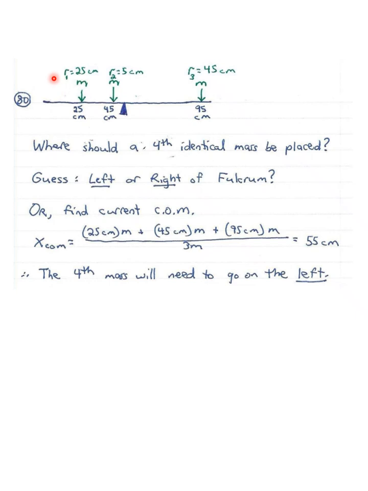So I've made R1 be 25 centimeters. The one that's positioned at the 45 centimeter mark, that's 5 centimeters away from the middle. And the one that is at the 95 centimeter mark, that's 45 centimeters away. So I've written up here at the very top what the different lever arms are. All right, so we're going to place a 4th identical mass.